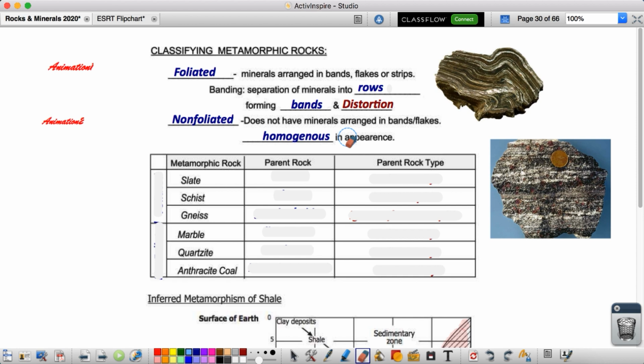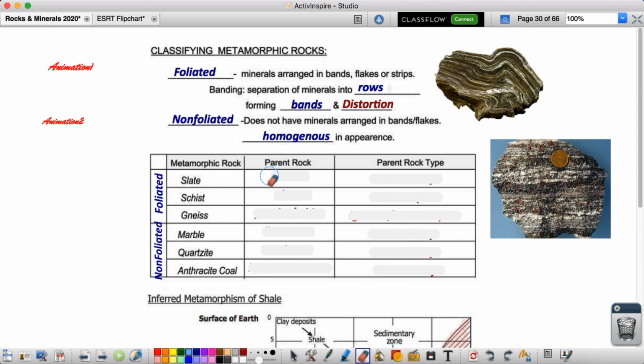Now we are going to take a look at the ESRT. We're going to summarize the information here in this table. So slate, schist, and gneiss would all be examples of foliated metamorphic rock. Marble, quartzite, and anthracite coal would all be examples of non-foliated metamorphic rock. So now, let's go and take a look at slate.